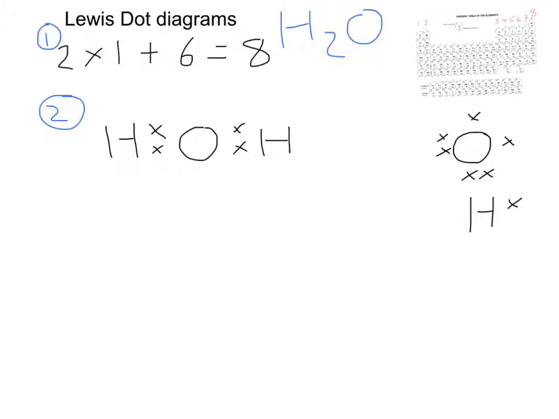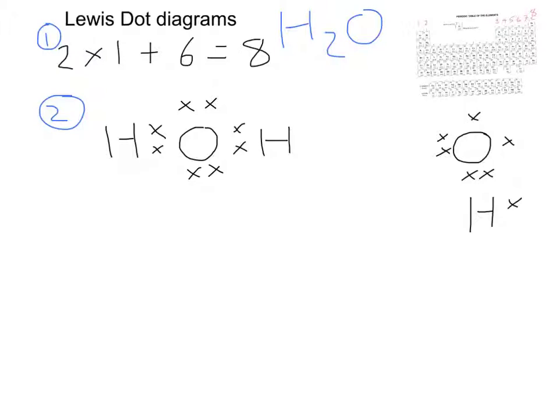I'm going to place the rest of the valence electrons around the central atom, which is the oxygen, and I'm going to place them in pairs. When we draw Lewis structures, we always draw the electrons in pairs. There we go. 2 of them in pairs. And that's my 8 electrons put into my molecule.